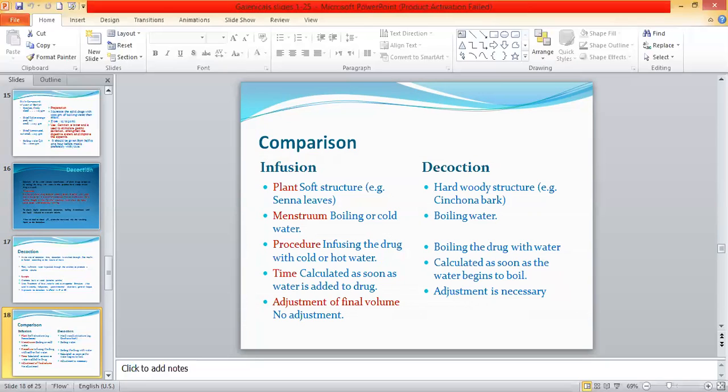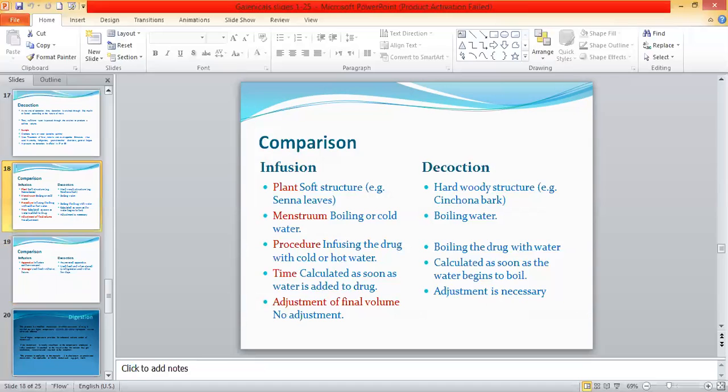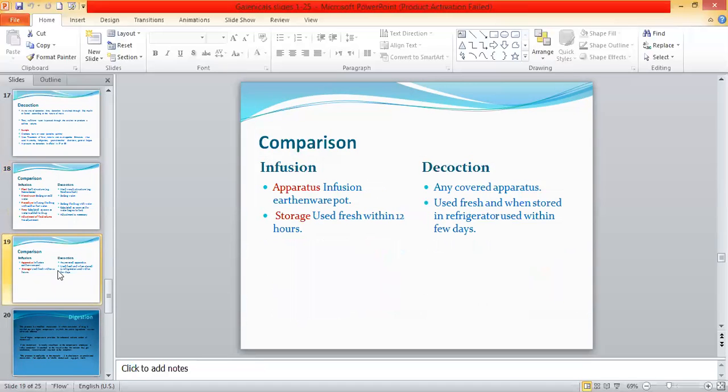What about time? In infusion, time is calculated as soon as the water is added to the drug, whereas in decoction the time is calculated when the water begins to boil. Regarding adjustment of final volume, no adjustment is required in infusion, but in decoction, adjustment of the final volume is very much necessary. The apparatus used for infusion is an earthenware pot, and the apparatus used for decoction is any covered apparatus which has a lid or a stopper on it.